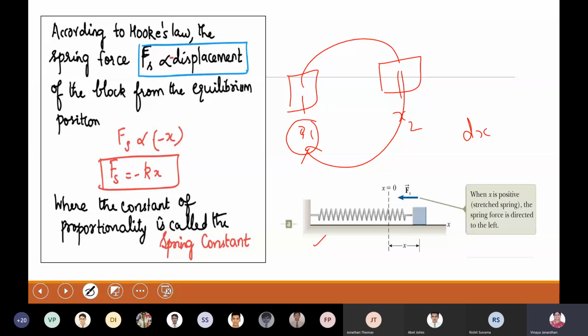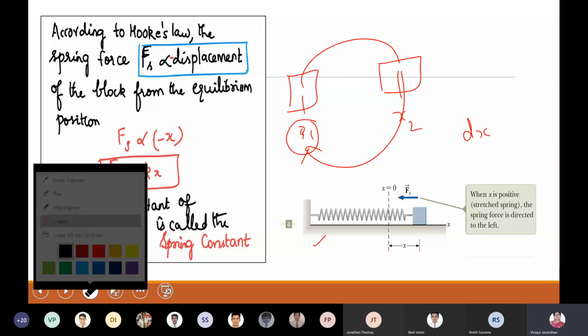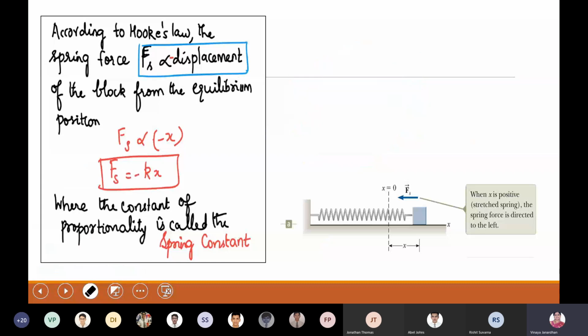So how to start with it? We'll consider the displacement the spring is going to undergo. The displacement the spring undergoes is dx, whether it be extension or compression. When you apply a force, your spring is undergoing a very small displacement dx.